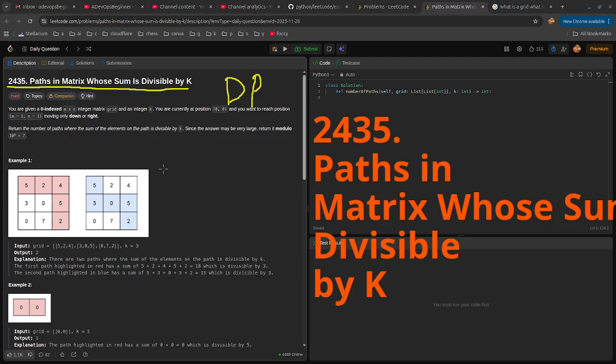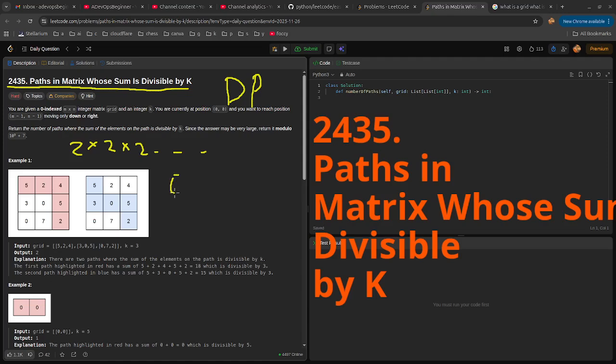The intuitive way to find all the paths whose sum is divisible by k is to start from 0, 0, then try to go down and right, going through all the possible paths to see if it is divisible by k. But in that case, the number of paths is going to be 2 by 2 by 2, which is a huge number. We would definitely get a TLE, so that's not a solution. That's why we need a DP here.